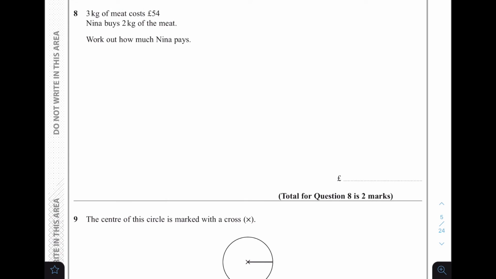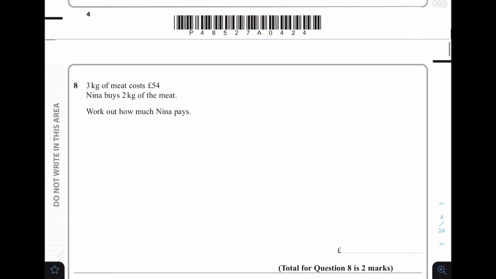Question 6. 3 kg of meat costs £54. Nina buys 2 kg of the meat, so we want to work out how much Nina pays. The simple way to approach this is, we know that 3 kg costs 54. If we can work out how much 1 kg costs, then we can work out 2 kg. So if we take this in steps, we have 3 kg is 54. So we want to work out 1. If we divide both sides by 3, we will get 1 equal to 54 over 3. 54 over 3, what we can do here is just do some long division.